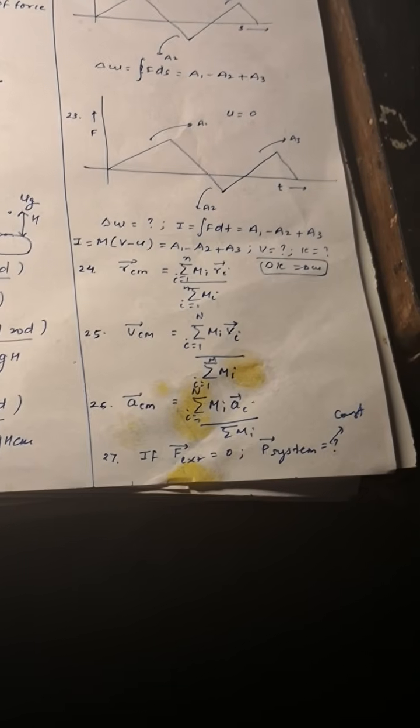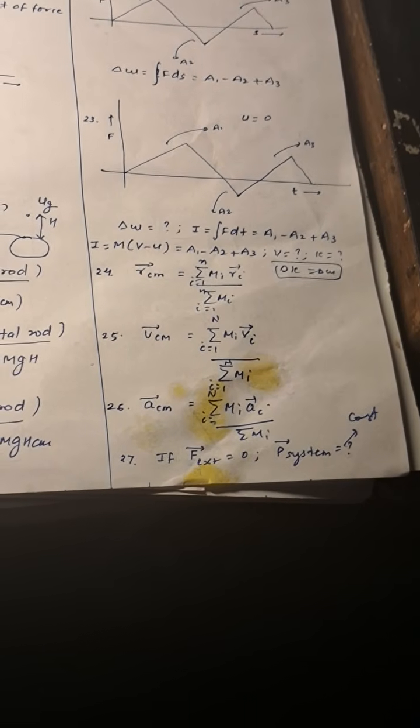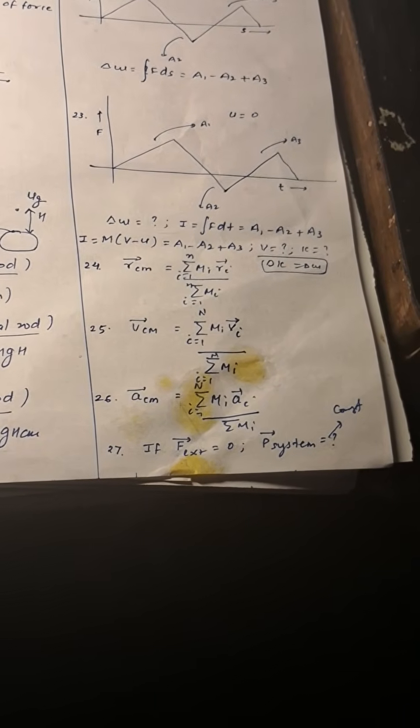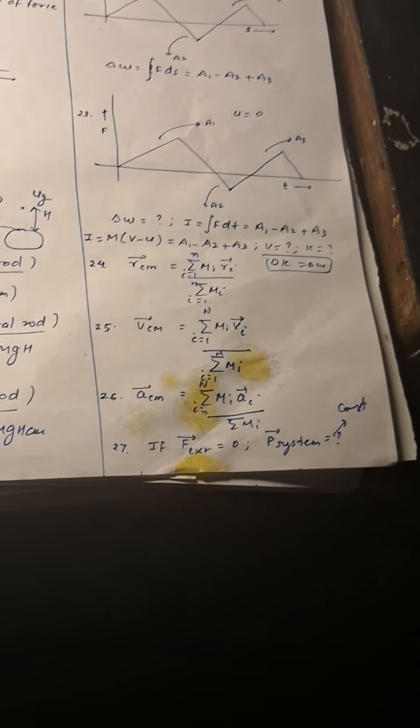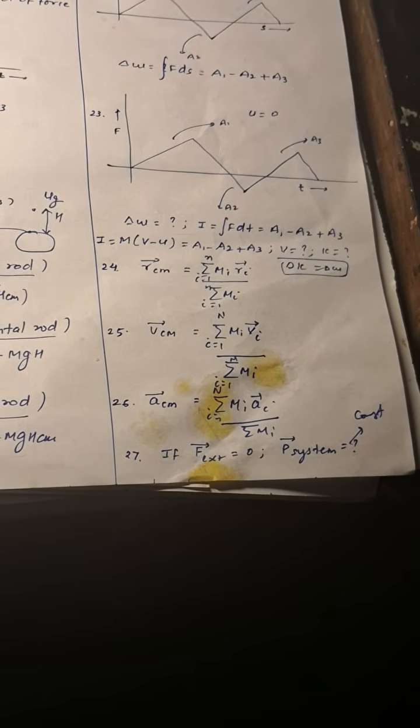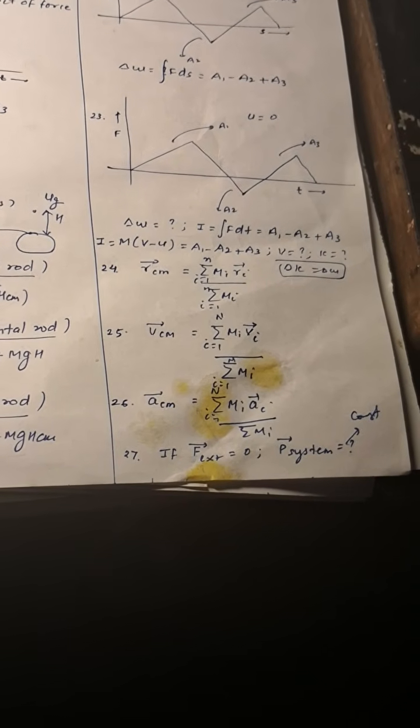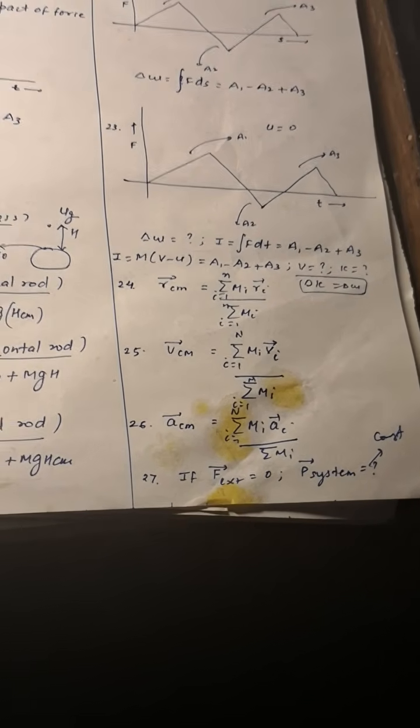Just imagine that there are n particles in a system, each having masses m1, m2 up to mn, and having velocities v1, v2 up to vn. There is a random distribution of velocities. So you just find the summation of mi vi, taking the limit from i equal to 1 to n, and divide it by sigma of mi. So you can calculate the velocity of center of mass of the system.